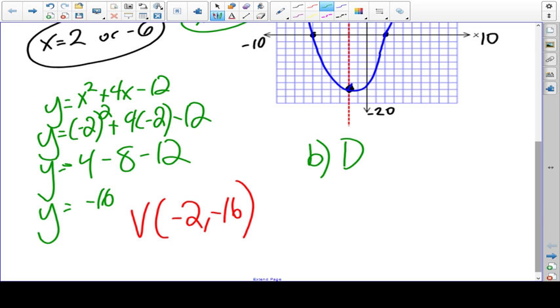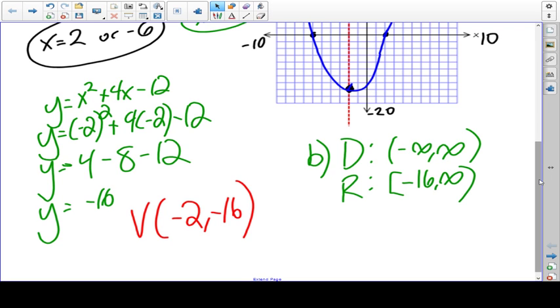Part B, what's the domain? What's the domain for this quadratic function? -infinity to infinity, correct. And that's awesome. Yeah, no restrictions on the domain. How about the range? -16 to infinity. What brackets do we use? Beautiful. There it is. The range is -16, including -16, all the way to positive infinity. That is the range of that quadratic function.